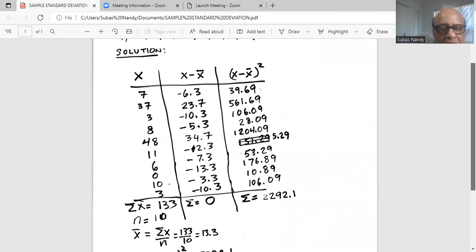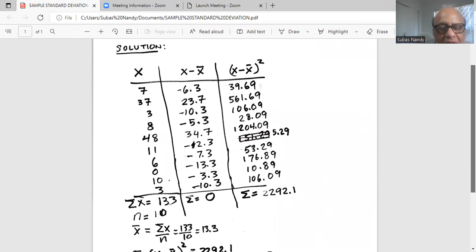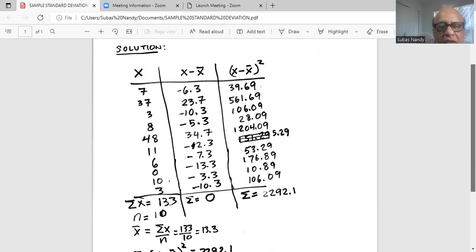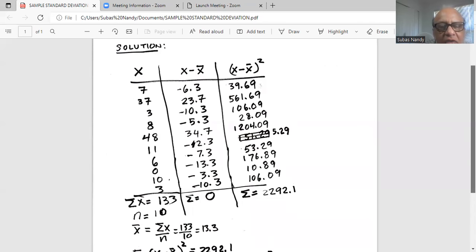How did I calculate the mean? I calculated the mean by taking the sum of all the x's and divide by the sample size, which is 10. So it's 133 divided by 10 is 13.3. Now let's take the first entry in the second column, X minus X bar, deviation of the number from the sample mean. So deviation of the number 7 from 13.3 is 7 minus 13.3 is minus 6.3. Okay, and I repeat the same calculations for the other numbers in the data set.